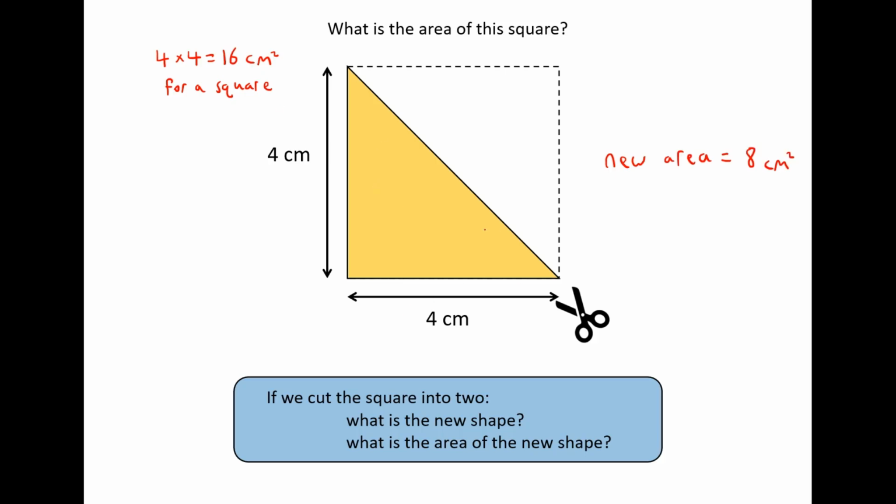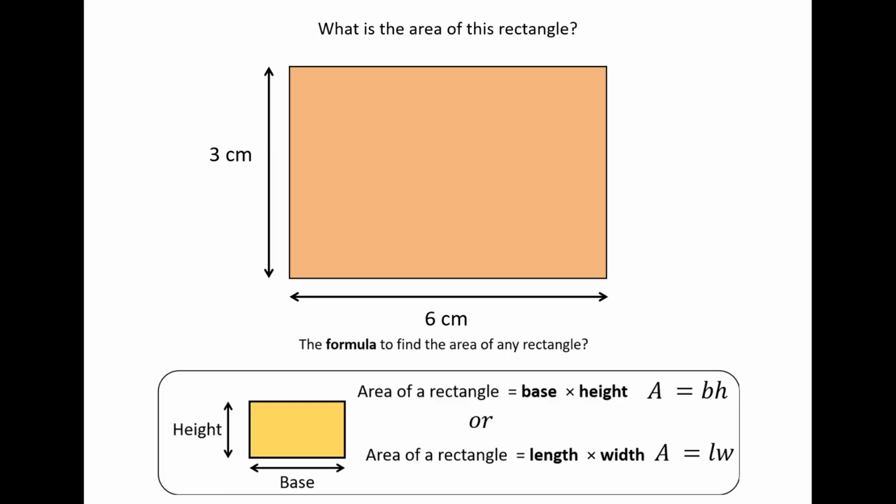What's the new shape now? Triangle, right? So the new shape is going to be a triangle. Okay. Now let's go over another example. What is the area of this rectangle? Recall that the area of a rectangle is going to be base times height. So in this case, it's going to be 6 times 3. So 6 times 3 is going to be equal to 18. So that's my area right here, 18 centimeters squared.